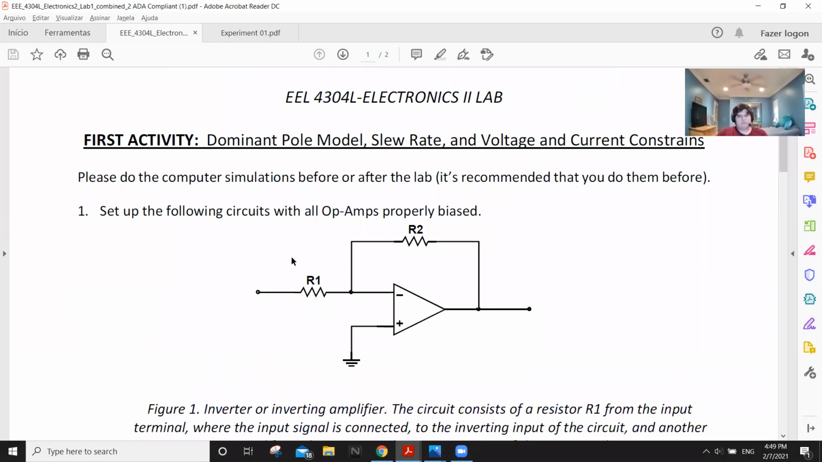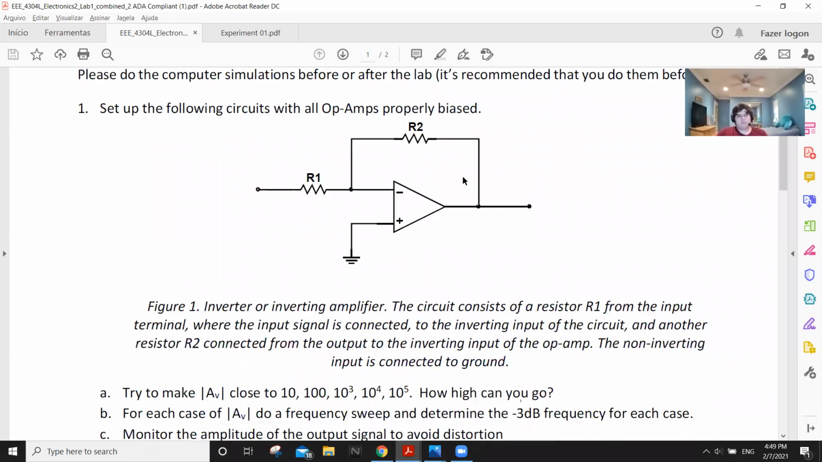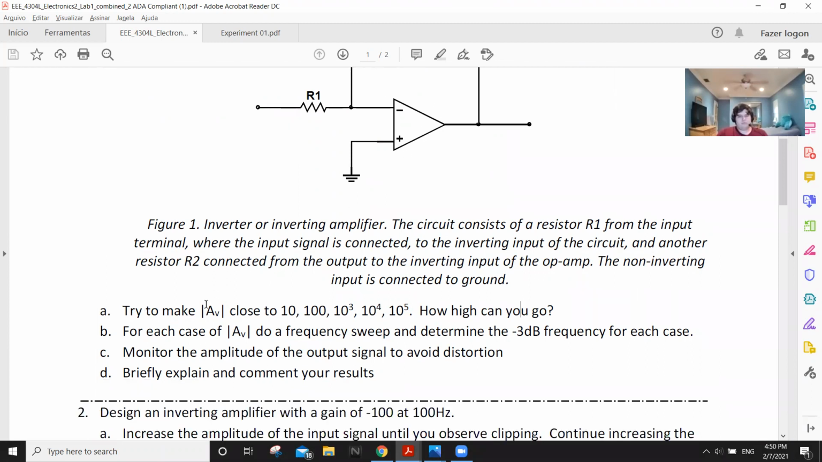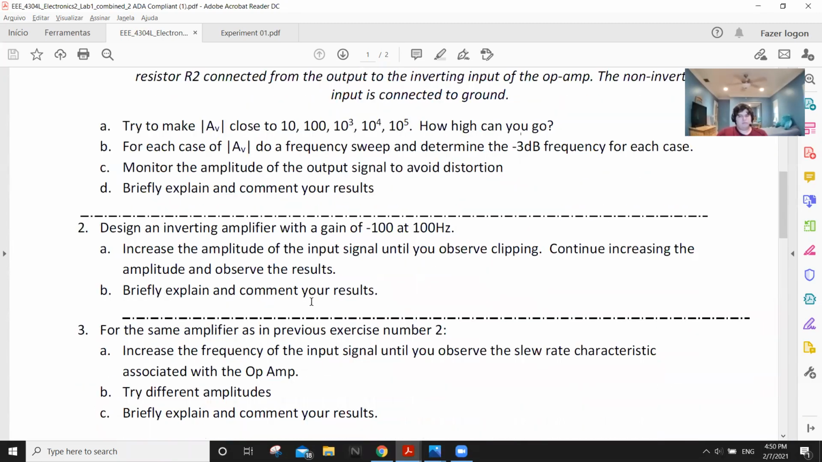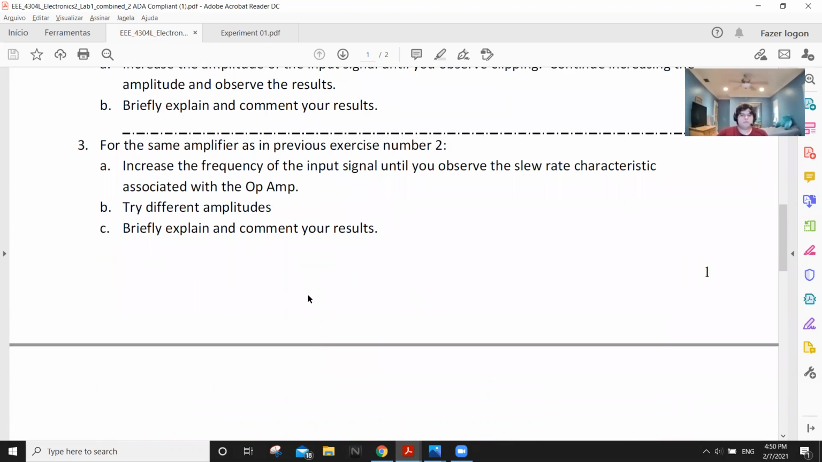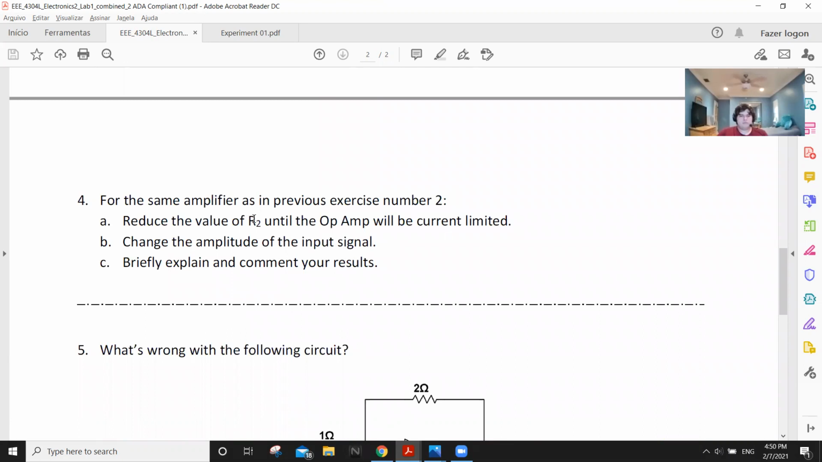So experiment 1 basically deals with the op amp, the inverting op amp. In the first section of this experiment, we're going to be theoretically analyzing it, simulating, and implementing in a proto board this circuit above, and testing for different resistor quotients, the gain, and how it behaves. In section 2, we're going to be designing an inverting amplifier of 100 gain at 100 hertz, and then analyzing the slew rate of the op amp, and then going over the current limitations that the op amp has.